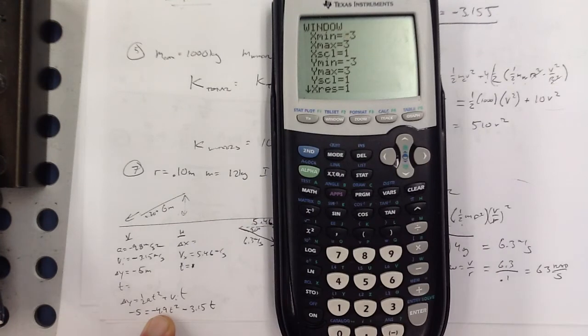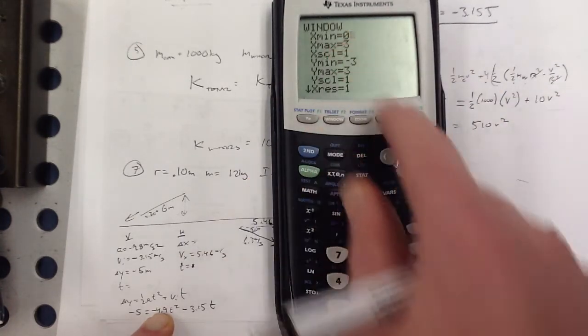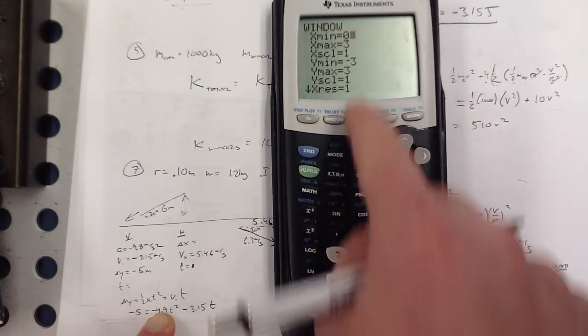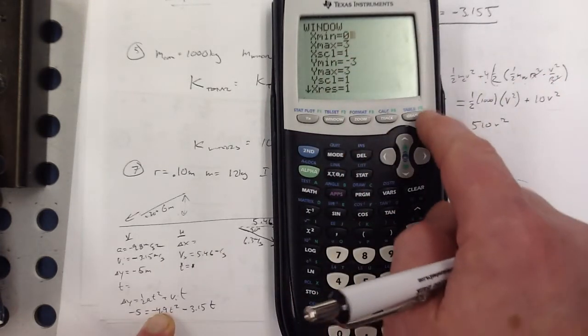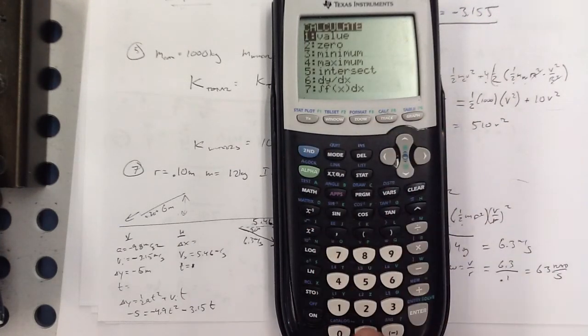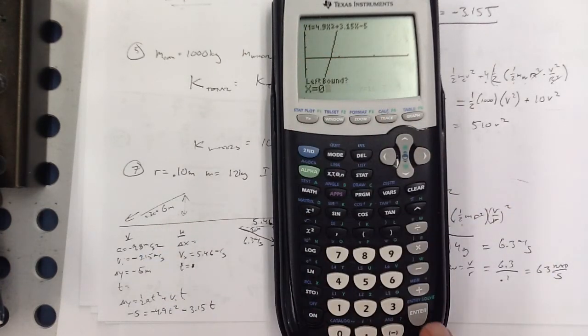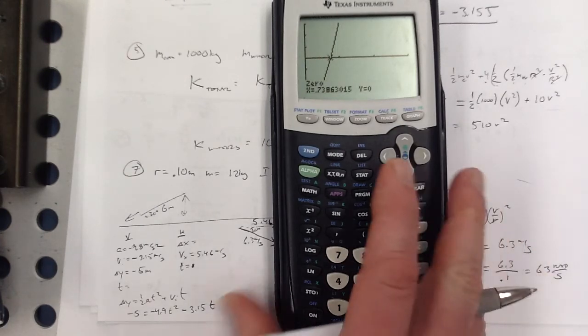What window would make sense here? My x-axis is time, so from time 0 to how long is it going to take? Not more than 3 seconds. I think that'll work fine. Negative 3 to 3, I'm just looking for where it crosses, so I think that should be fine for a window. There it is, somewhere between 0 and 1 second. So I'm going to look for that 0, with left bound and right bound between 0 and 1. 0.739 seconds.